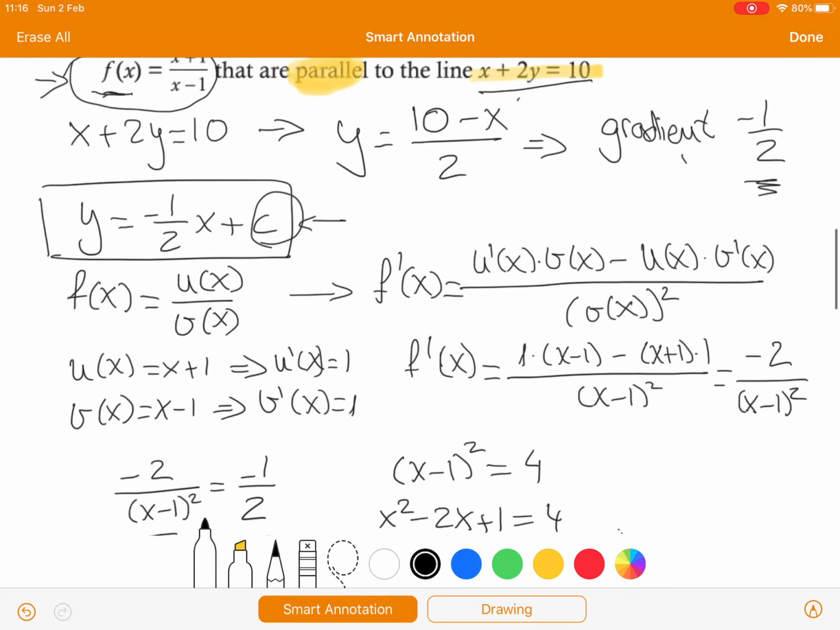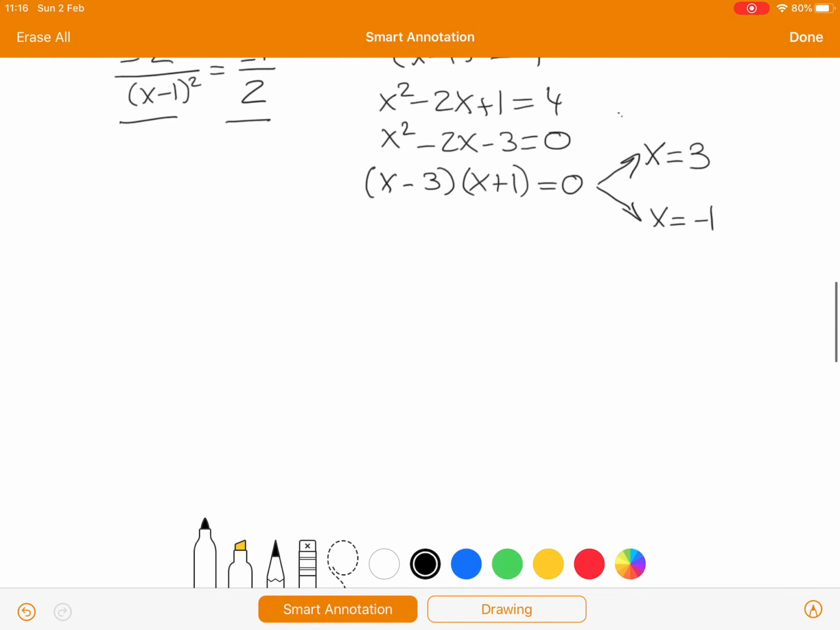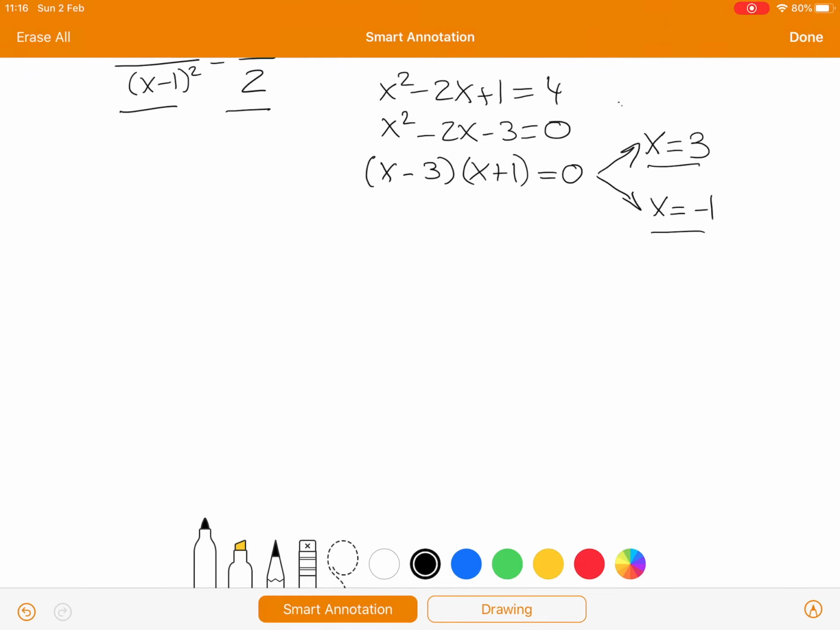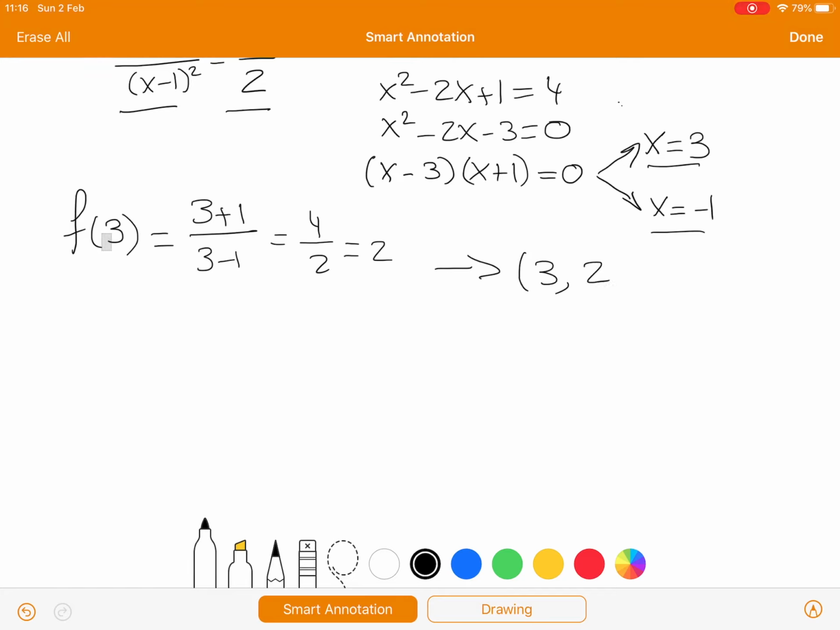But I have only a coordinate x. How can I find the coordinate y of every one of these 2 points? So to find the coordinate y, the only thing I need to do is just to find the value of the function when x is equal to 3 and when x is equal to minus 1. For x equals 3, I get (3 plus 1) divided by (3 minus 1). This is 4 divided by 2. So the first point is just a point with coordinates (3, 2).